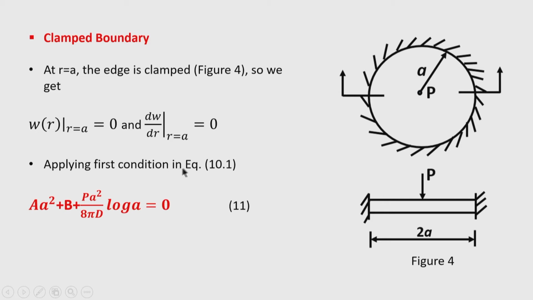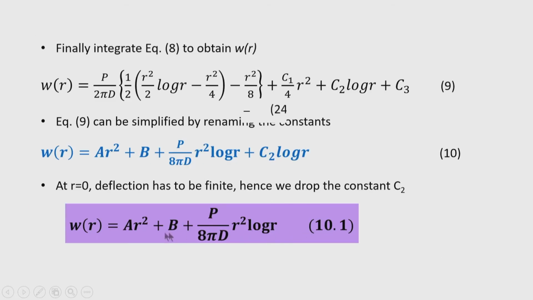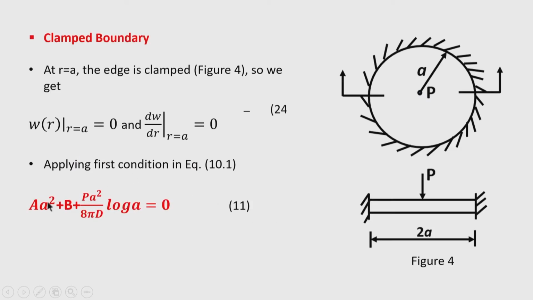Now, applying the first condition in equation 10.1, what is 10.1? Let us see this 10.1. If I put r is equal to a, then w is 0. So, A a square plus B plus P by 8 pi D a square log a equals 0. So, this is the first equation for finding the constants of integration A and B.